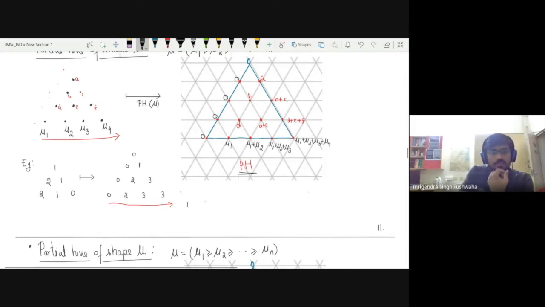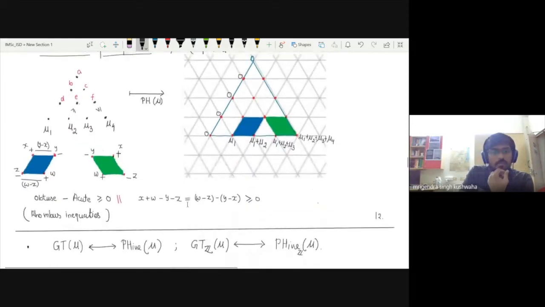But we know that in the partial hive we have inequalities. I told you that if you have this triangular shape, then mu1, mu2 should be bigger than or equal to E, and this F should be bigger than or equal to mu4. This type of inequalities you have. What do these inequalities mean in the hive? The first inequality, between mu2 and E, is denoted by this blue northeast rhombus, and this is the southwest rhombus, the green.